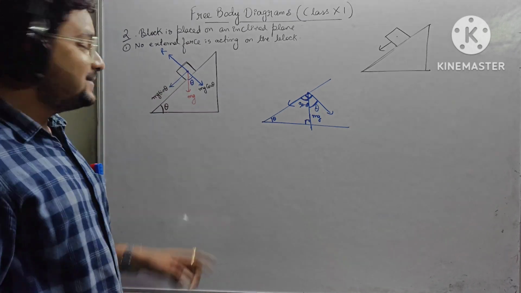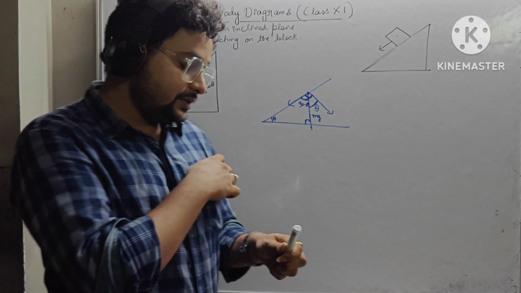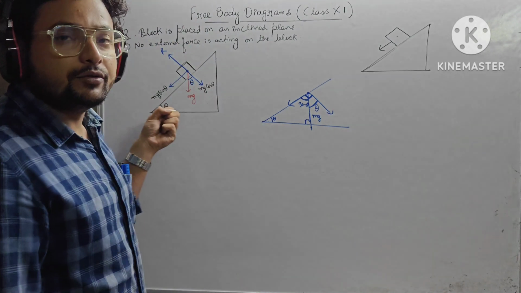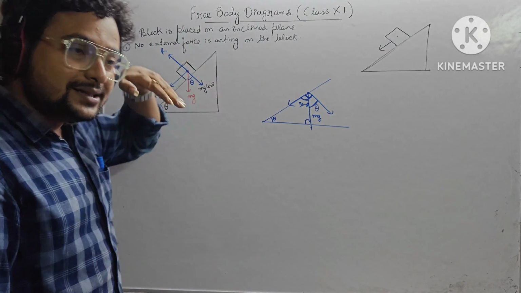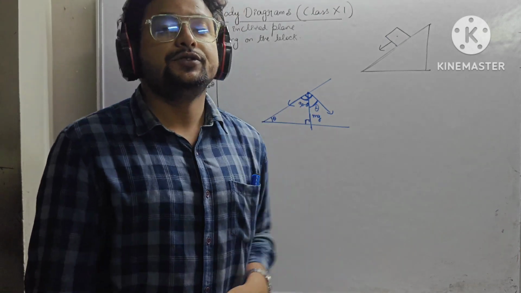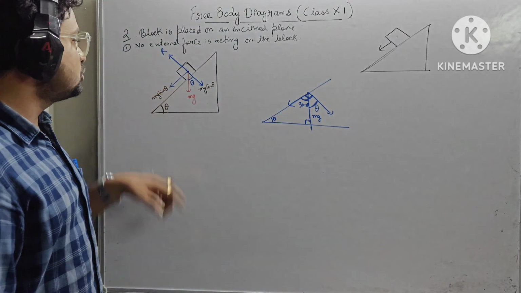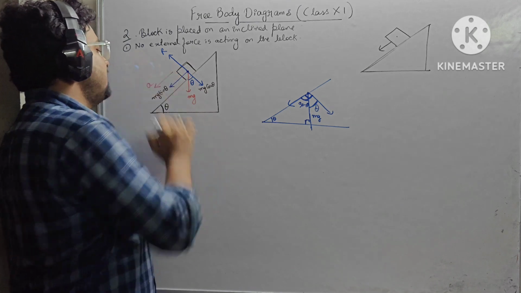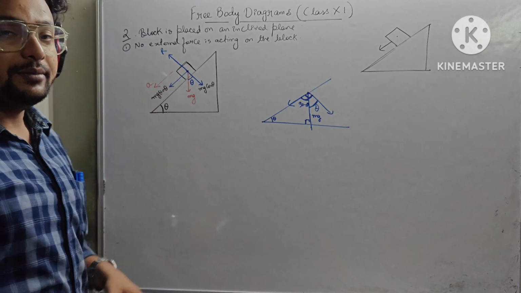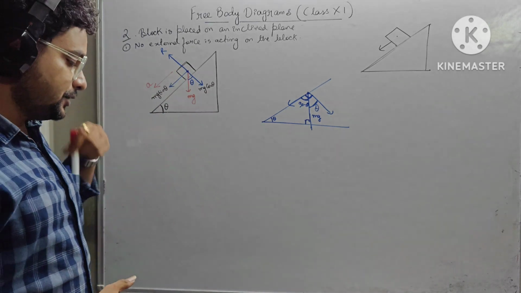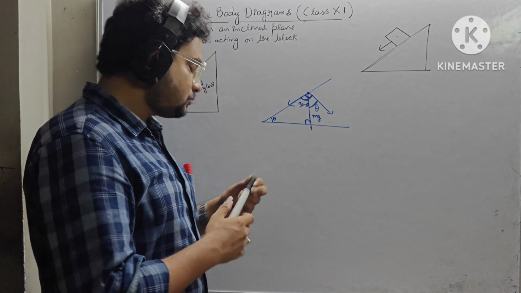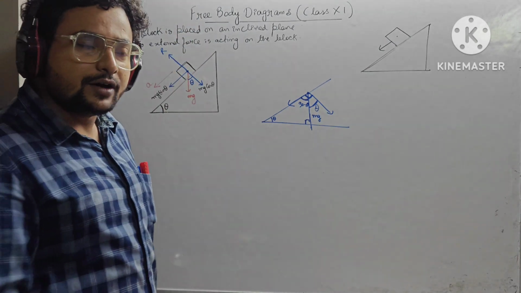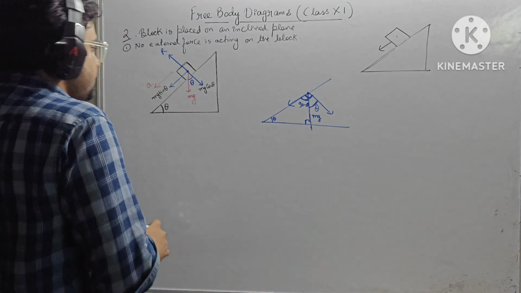Now see, this mg sin theta component is going to pull the block downwards. The block will start to slide downwards with an acceleration due to this component mg sin theta. Now all the forces are marked over here. Now we can see the equations.